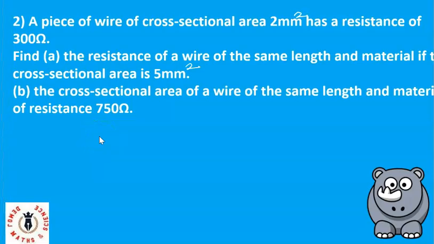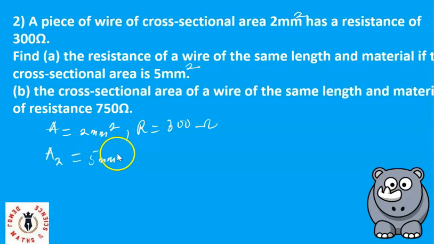Our second question says a piece of wire of cross-sectional area 2 millimeter squared. That means A in this case will be given as 2 millimeter squared, and the resistance R will be given as 300 ohms. Find the resistance of a wire of the same length and material if the new cross-sectional area, let's call this A2, is given as 5 mm squared. Now we should find the resistance R2. That's what we're interested in.